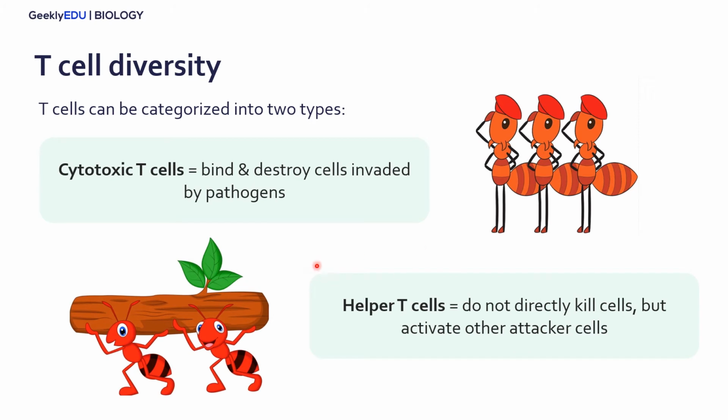In comparison, we have the helper T cells, which don't directly kill infected cells, but will help other cells to kill the pathogen infected cell. And this is important as they will help other cells such as B cells and will signal responses using molecules such as cytokines, which are really the chemical messengers of the immune response.